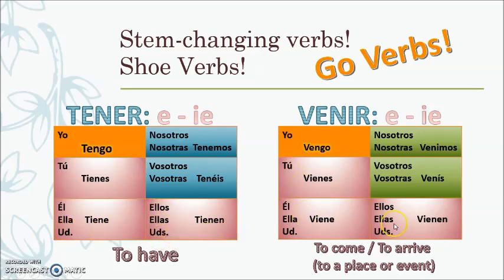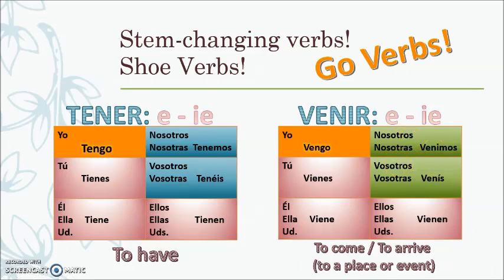These are almost exactly the same, like I said. So for venir, it will be tú vienes, él, ella, usted viene, and ellos, ellas, ustedes vienen. Again, these two forms, nosotros and vosotros, will not stem change, so they will just be the same. So it's nosotros tenemos, vosotros tenéis, nosotros venimos, vosotros venís.